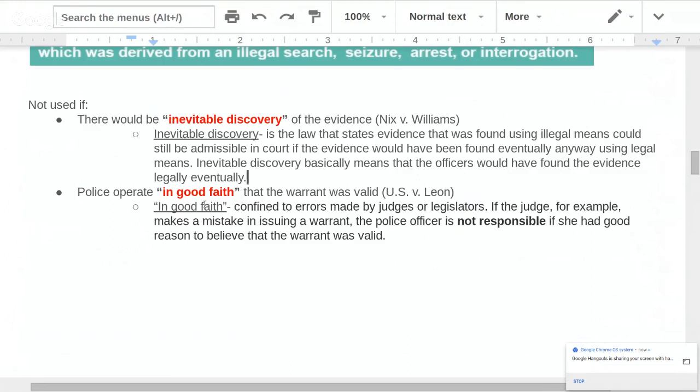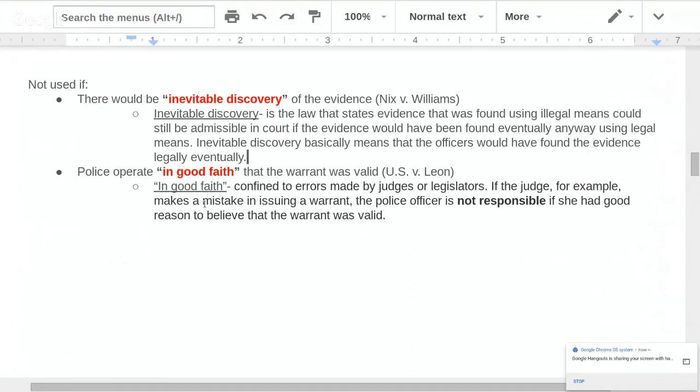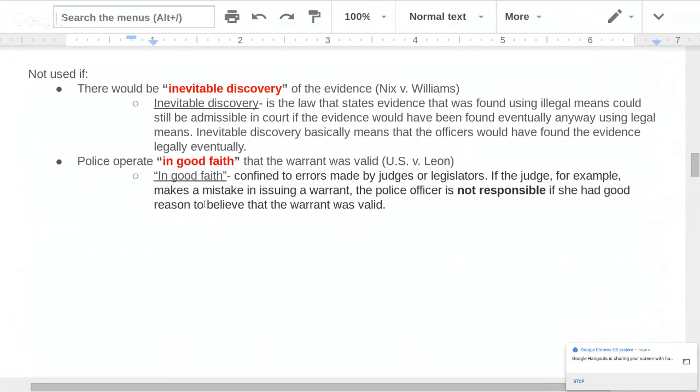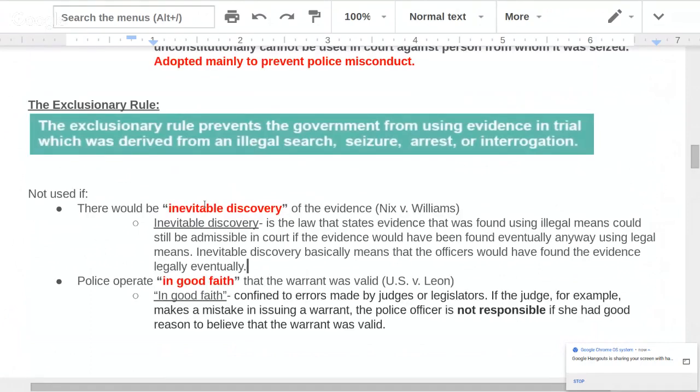And then there's also the good faith exception, that the warrant was valid. For example, if the judges or legislators make errors in the warrant, if the judge makes a mistake, then the police officer is not responsible if he or she had good reason to believe that the warrant was valid. These two are exceptions to the exclusionary rule, and this is very important.